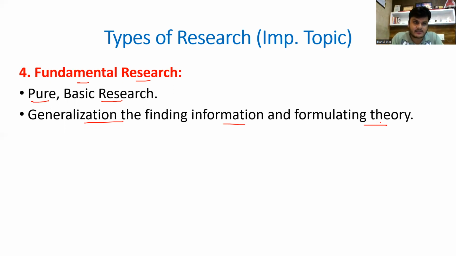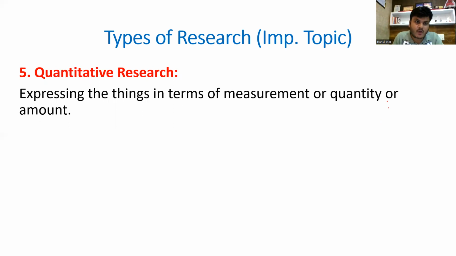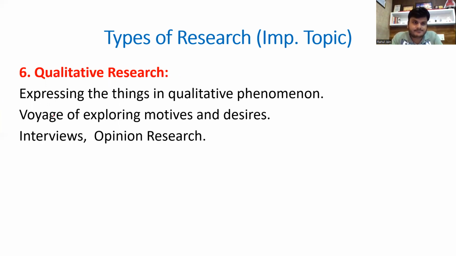Thereafter, we have quantitative research, and quantitative research expresses things in terms of measurements, or in terms of quantity or amount. Research which expresses things in terms of measurements, maybe in terms of volume, money, time, quantity, or amount, is called quantitative research, based on the domain of the topic.